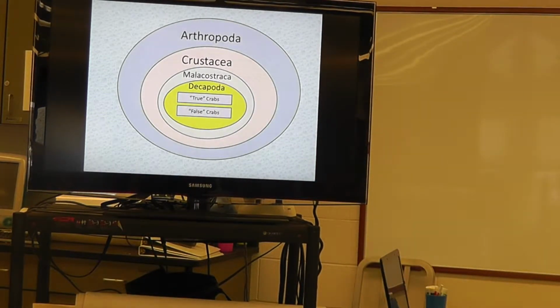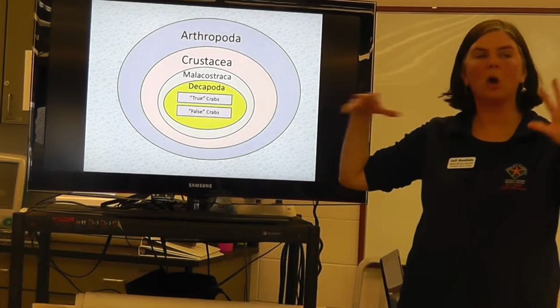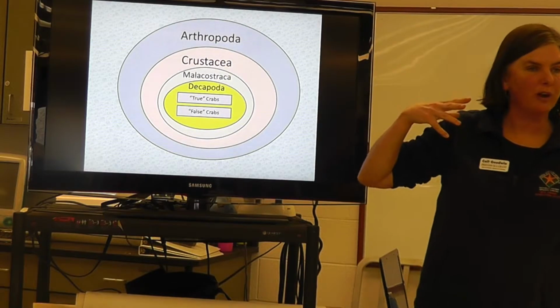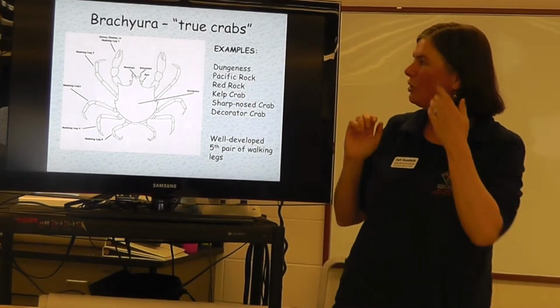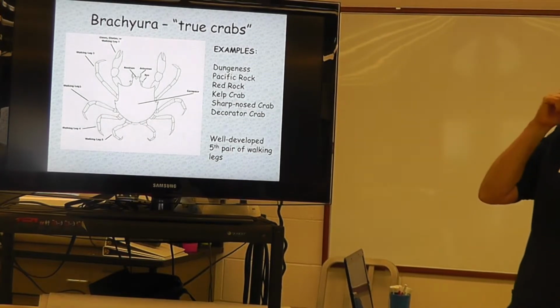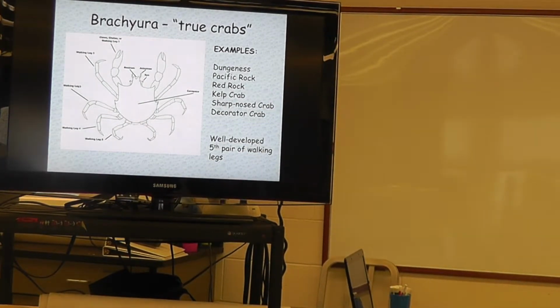Oh, good. Crabs. And they can kind of be broken into true crabs and false crabs. So that's the kind of way we'll talk about them. And we'll start with the true crabs. And examples are the ones that you thought of all along, like the Dungeness that Mitch was talking about all along, the Pacific rock crab, the red rock crab. So here's our red rock crab.